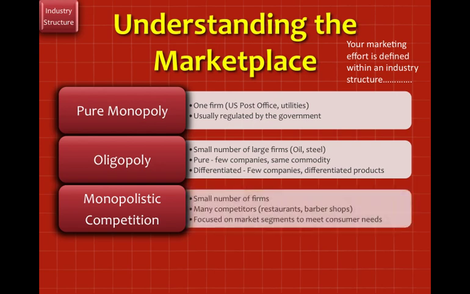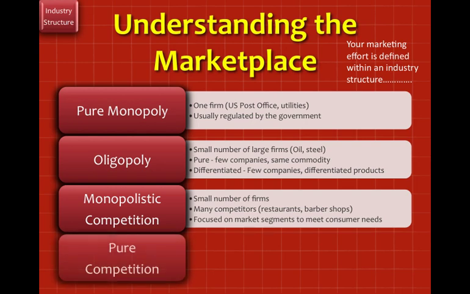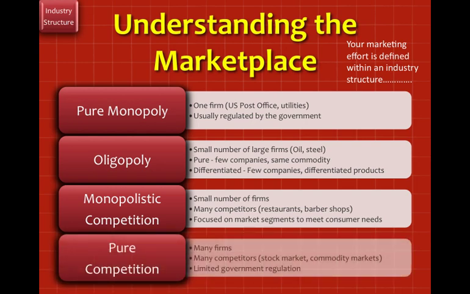Monopolistic competition. We have a lot of competitors, like in restaurants and barbershops, but they specialize in a particular segment to help meet consumer needs. And then pure competition. And that's where most of us are most familiar. Large number of firms, large number of competitors, and then limited government intervention and regulation.